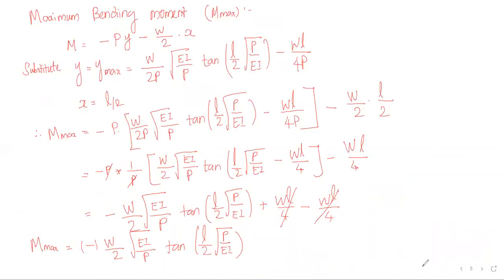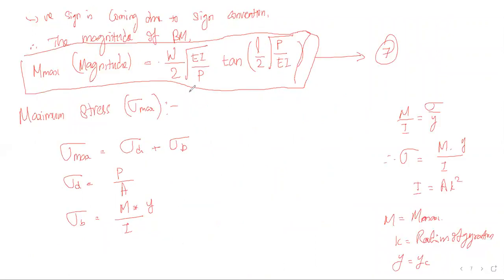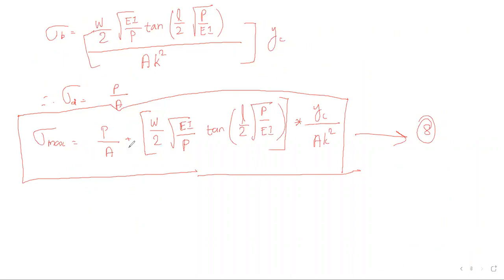Next, maximum bending moment M max. So the equation is W by 2 into root under EA by P into tan L by 2 into root under P by EA. This is equation number 7. Next, in order to get the bending stress equation, sigma max, we all know that sigma max becomes direct stress plus bending stress. The direct stress value is nothing but P by A, and bending stress is nothing but M by I into Y, where I becomes A K squared. By substituting this, we get the equation: P by A plus W by 2 into root under EA by P into tan L by 2 into root under P by EA into YC by A K squared. So equation number 8 is used to calculate the maximum stress.